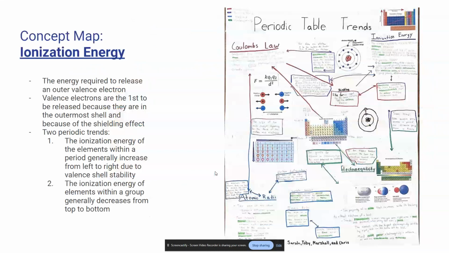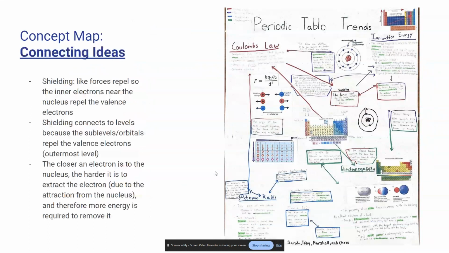So the first part of the concept map is the ionization energy, which is the energy required to release an outer valence electron. Valence electrons are the first to be released because they are the outermost shell and because of the shielding effect. Two periodic trends of ionization energy: ionization energy of the elements within a period generally increases from left to right due to valence shell stability. The second trend is that ionization energy of elements within a group generally decreases from top to bottom.